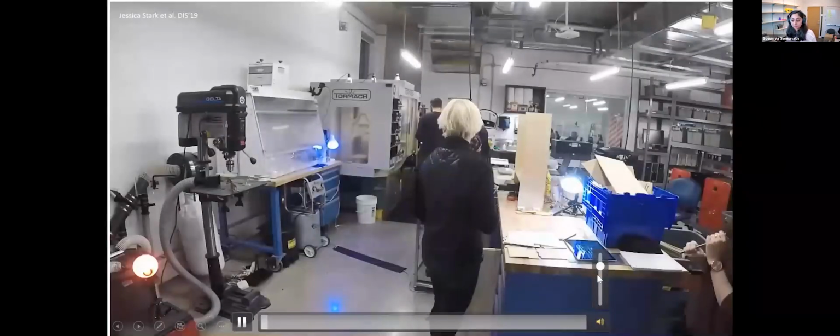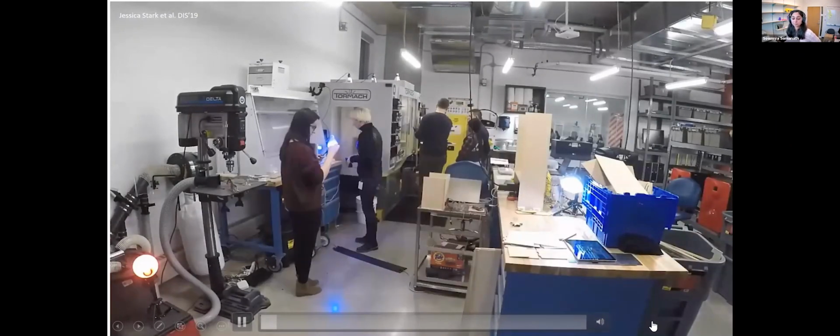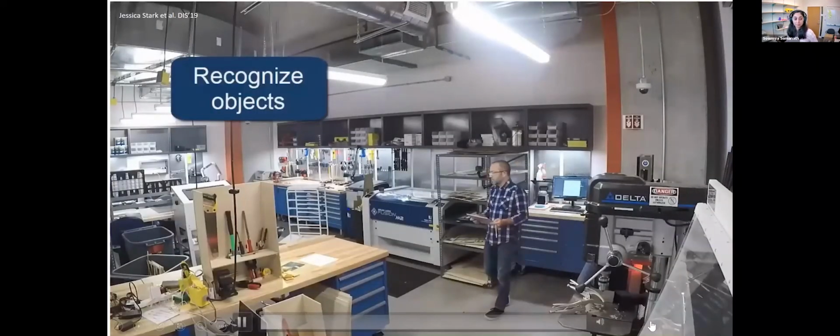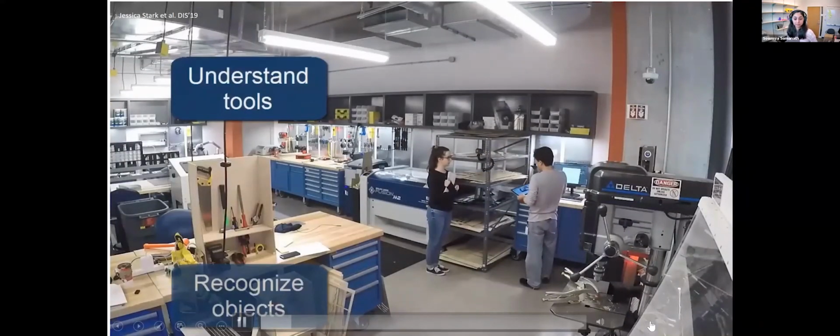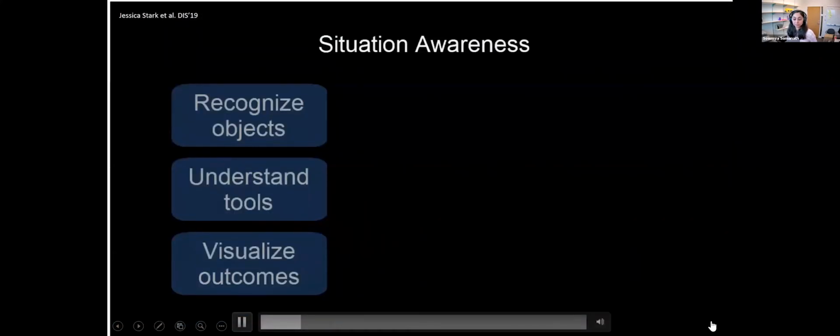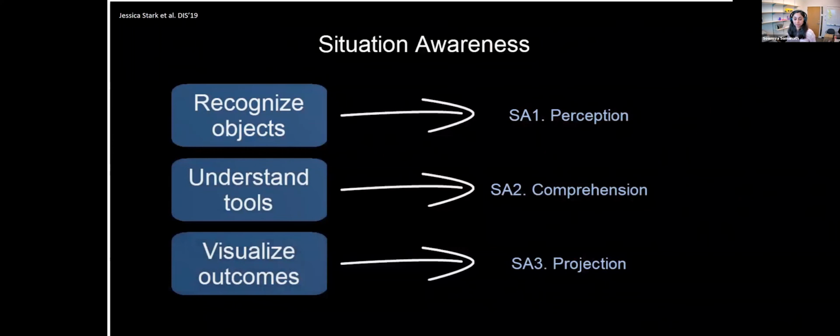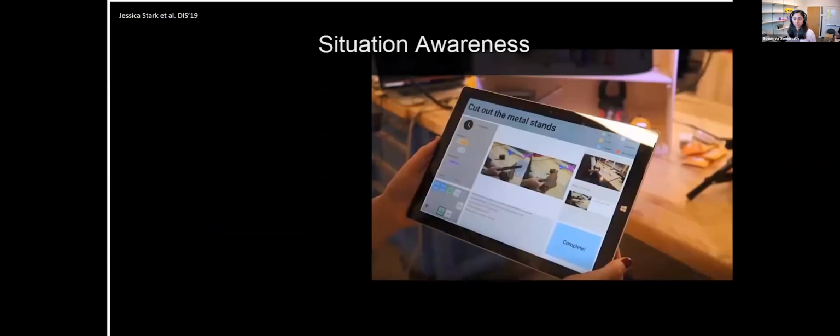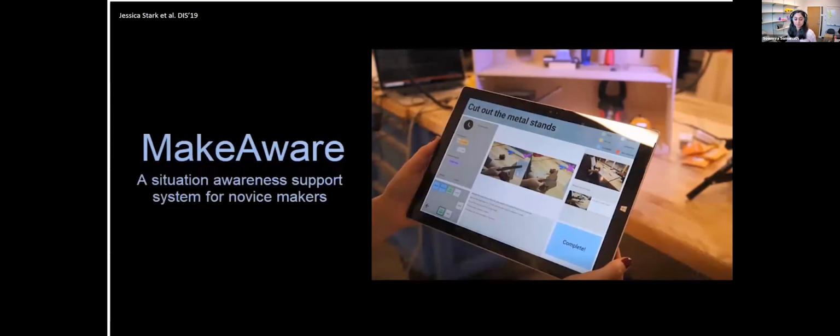As maker communities are growing, more novices are entering maker spaces. They may not have the knowledge to recognize objects in the environment, understand complex digital fabrication tools, or accurately predict the outcome of their actions. Situational awareness is the perception of environmental elements and events, the comprehension of their meaning, and the projection of their future status. To scaffold novices' situation awareness within a makerspace, we developed MakeAware, a digital guidance system comprised of both software and hardware features.